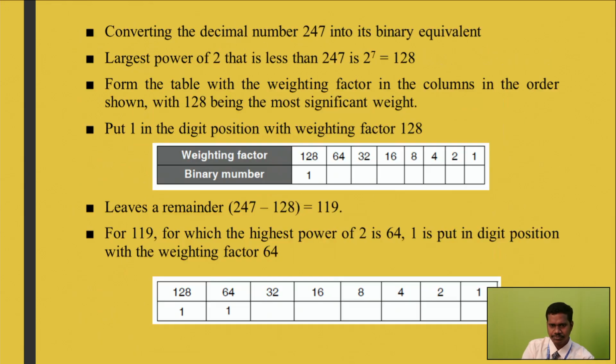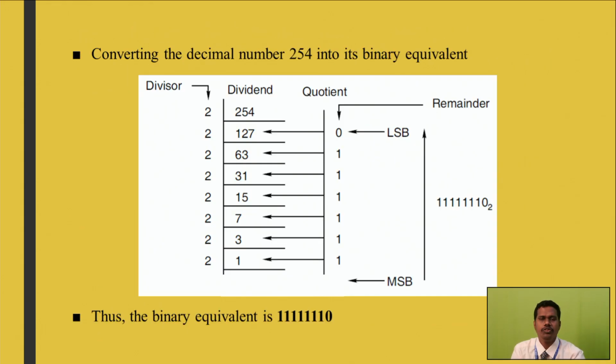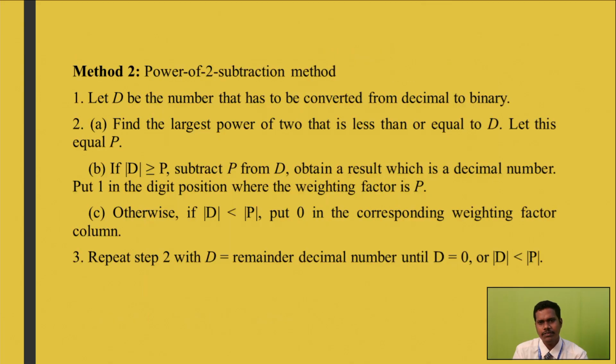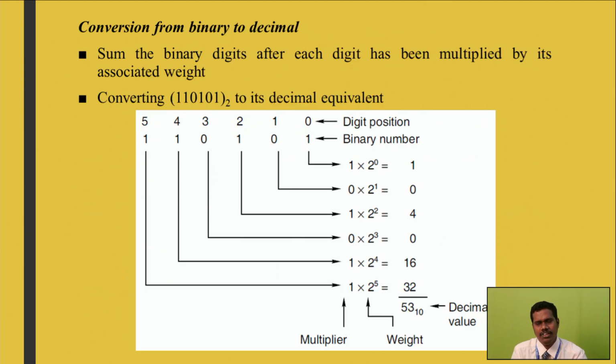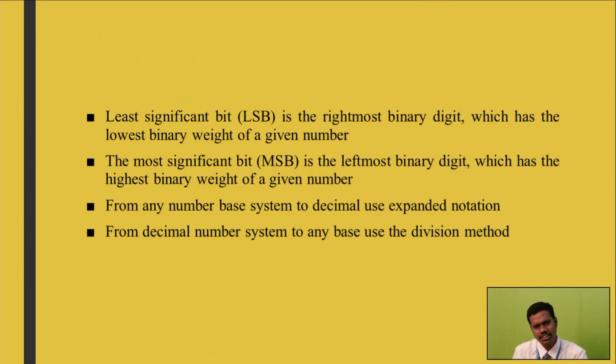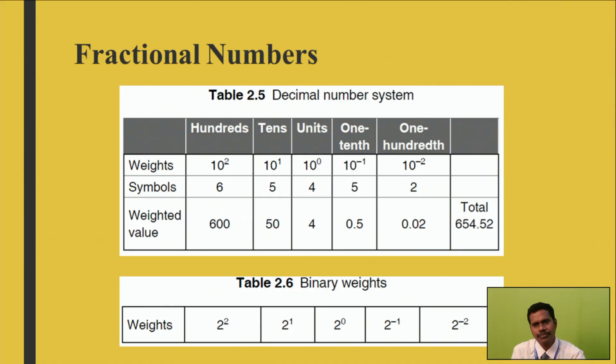Likewise, for decimal to binary, we are using repeated division by 2. Likewise, to convert a decimal number to any other number system, we divide by the base value corresponding to that particular number system. From any number system to decimal, we use the expanded notation that we have already discussed. Next, we are going to see the fractional numbers.